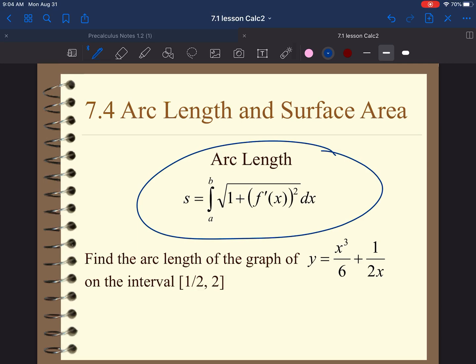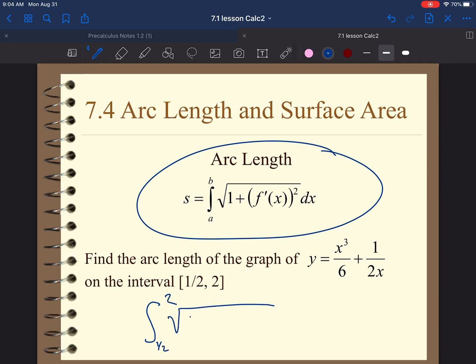Why do we have to have the square root? Because it's the hypotenuse, and it's the square root of that. So there's your a squared plus your b squared equals c squared. Now, once you get this set up, the problems really are very straightforward. If I want to find the arc length of this graph, then I'm going to integrate along my interval, so 1/2 to 2.